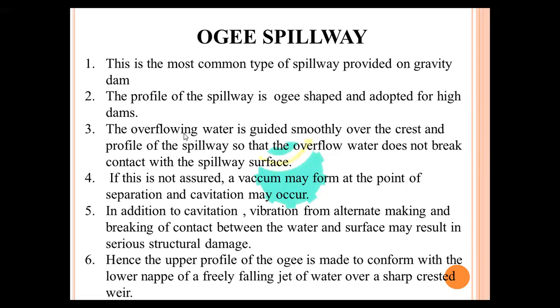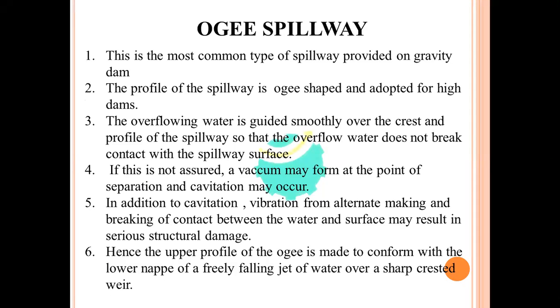In addition to cavitation, vibration from alternate making and breaking of contact between the water and the surface may result in serious structural damage. That I discussed already. Hence, the upper profile of the Ogee is made to conform with the lower nappe of a freely falling jet of water over a sharp crested weir. So the upper profile of the Ogee follows the freely falling nature.